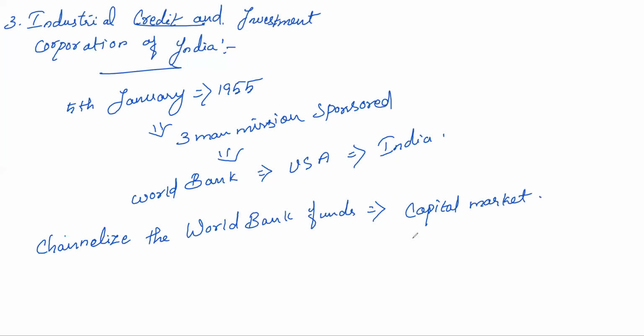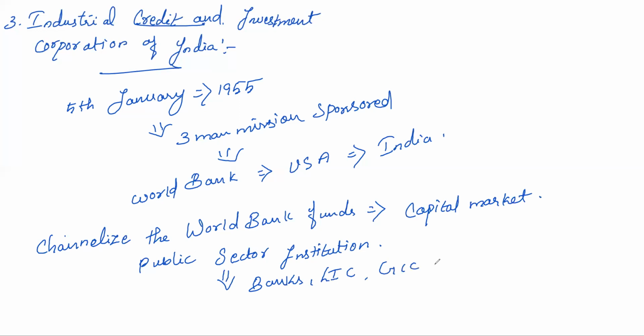Okay, that's all. So initially the capital of ICICI was held by private companies, institutions and individuals. But now a very large part of this equity capital is held by the public sector institutions, such as banks, then LIC, then GIC, and its subsidiaries, and its private institutions was nationalized.